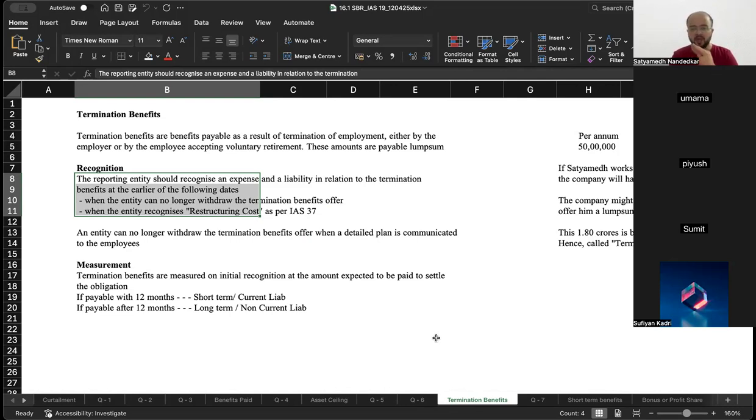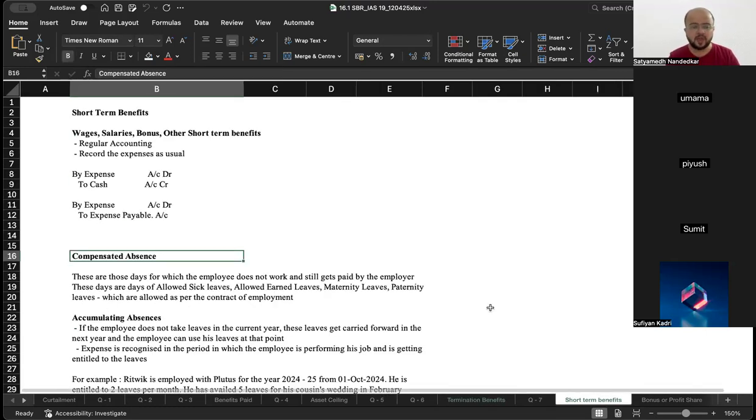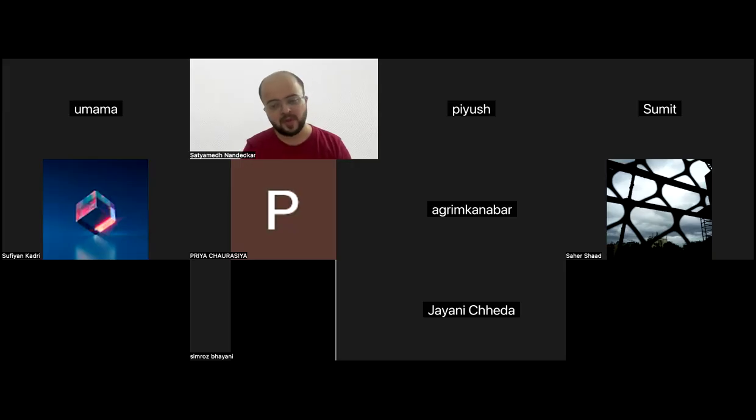ठीक है. So earlier of the two dates when the entity can no longer withdraw, I mean the amount or the value has been formally communicated and now you cannot withdraw the offer made to the employees anymore because they have also accepted the offer, or when the entity recognizes restructuring cost as per IAS 37, one of the two will be considered. ठीक है। Now in terms of short term benefits, इस सब का तो आपको पता है, expense to expense payable and expense payable to cash. It's a relatively straightforward calculation.